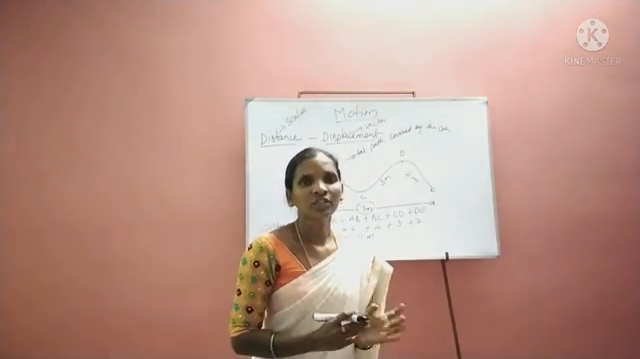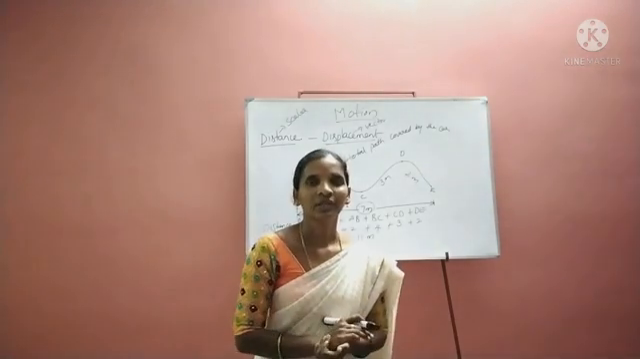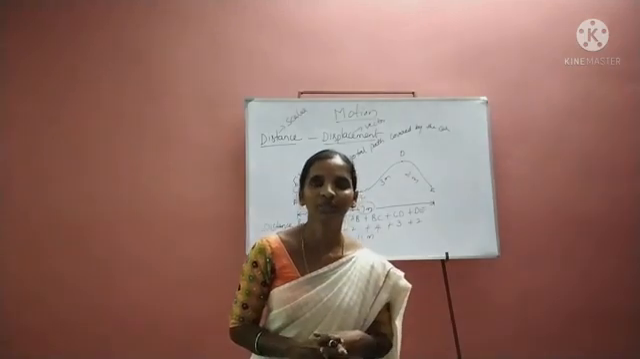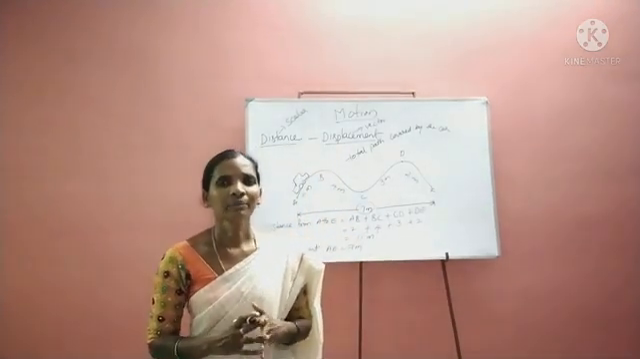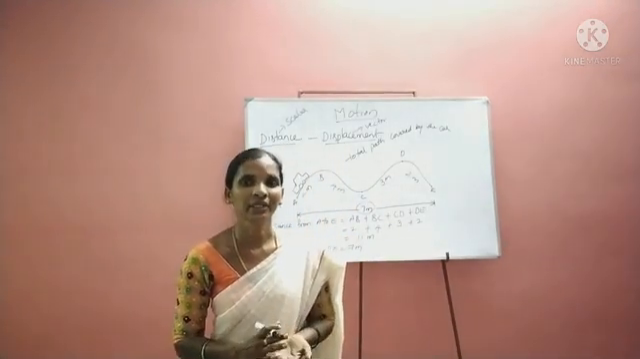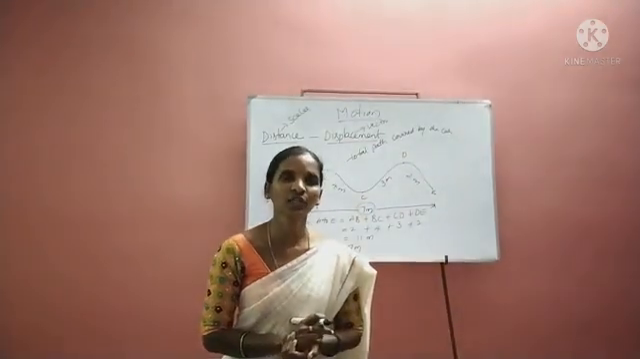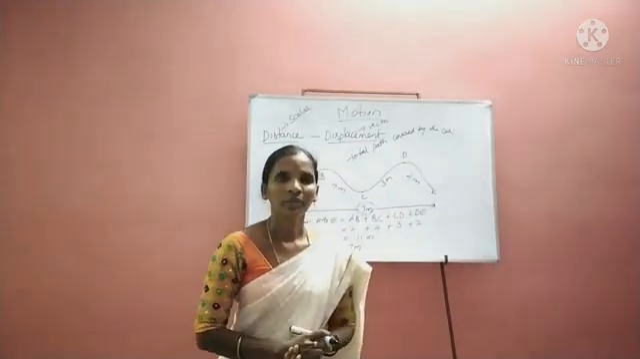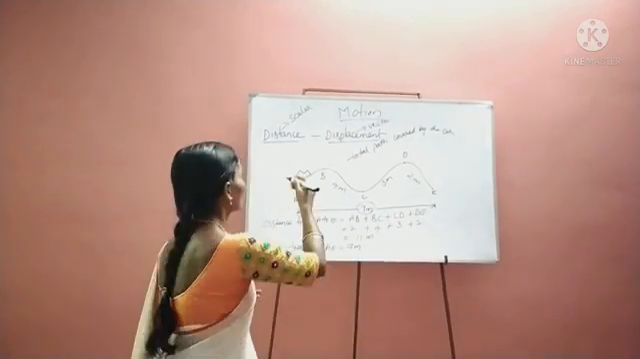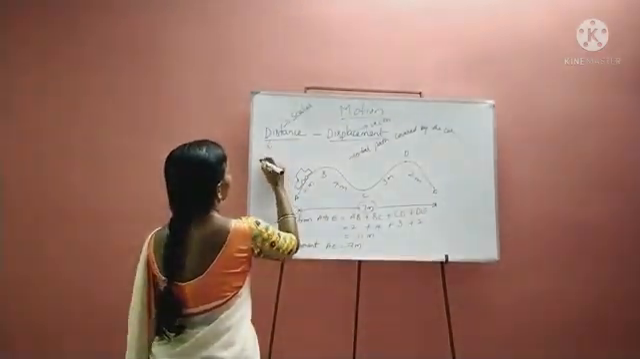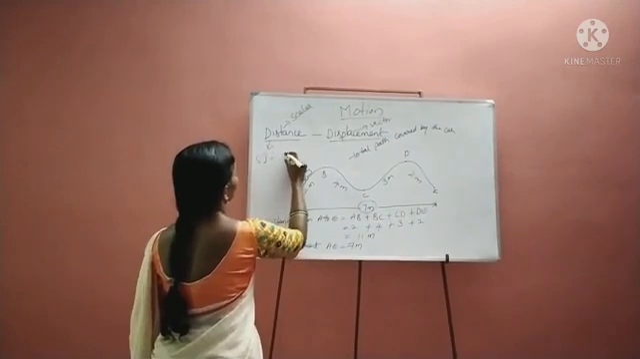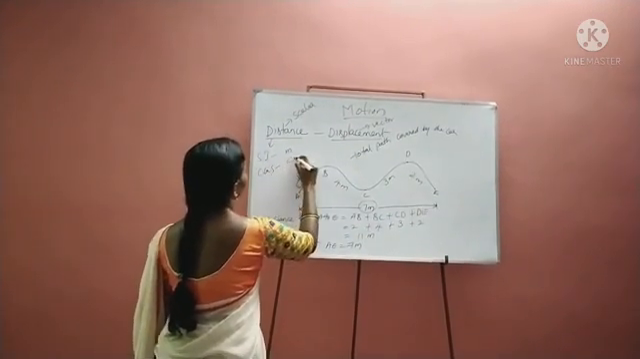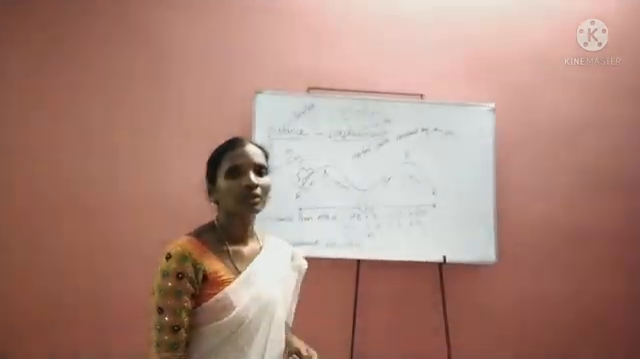So, units of distance and displacement. Both are measured in the same units, meters or centimeters. The SI unit is meters. The CGS unit is centimeters.